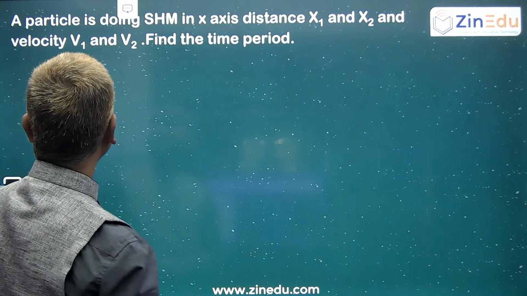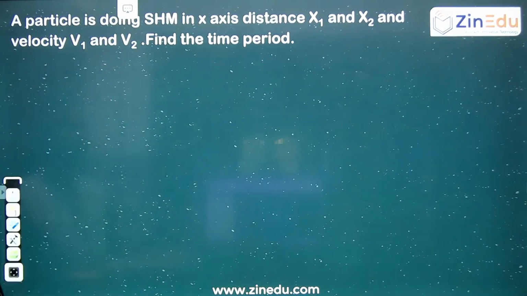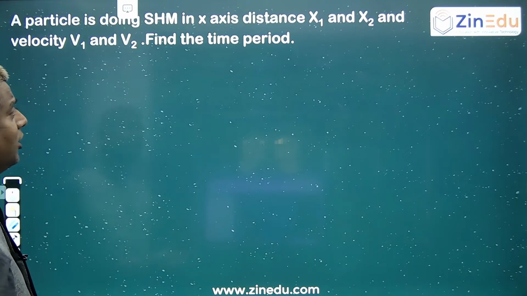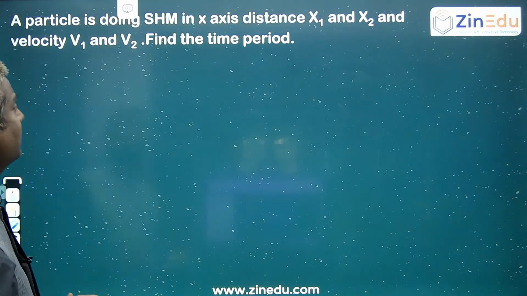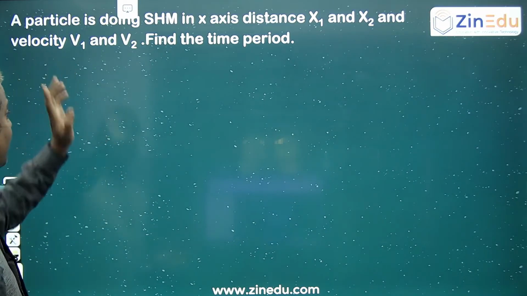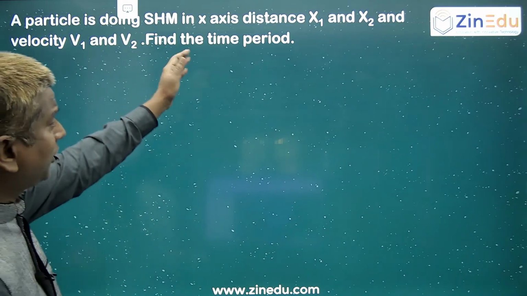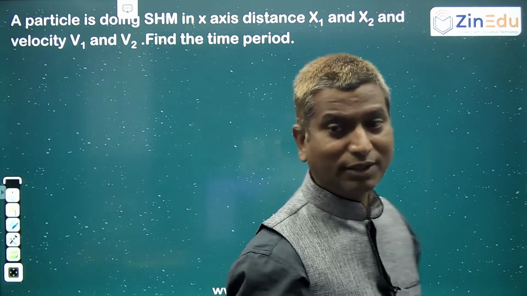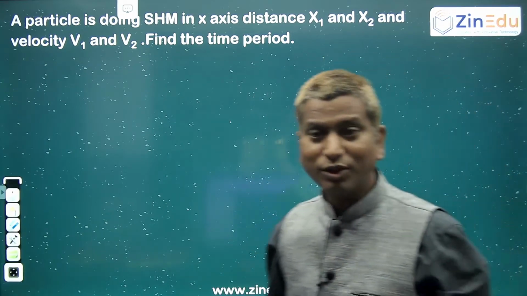So here a particle is executing simple harmonic motion on the x-axis. When it is at a distance of x1 and x2, its velocities are v1 and v2. Then you need to find the time period. So how to solve for this?